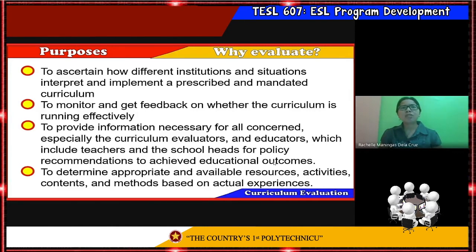So teachers could use curriculum evaluation to improve their teaching. The schools may use curriculum evaluation to appraise the quality of the teaching staff. The school heads or the principals may use curriculum evaluation to provide information to help them make decisions, while the governing agencies, which include the district offices, division offices, the regional offices, and the central office, may use curriculum evaluation for accountability and control purposes.